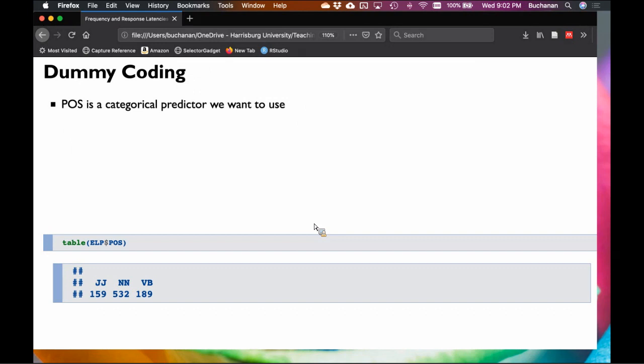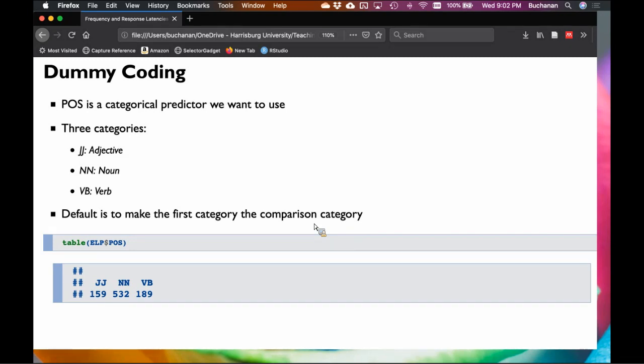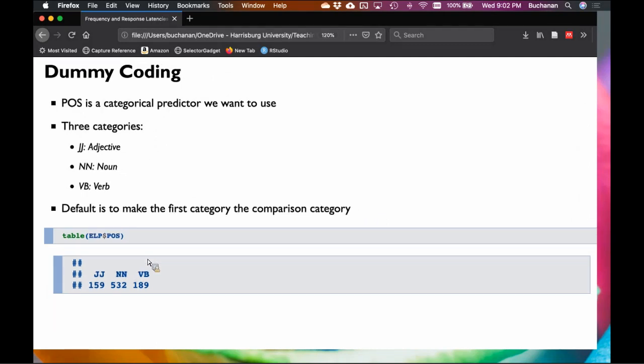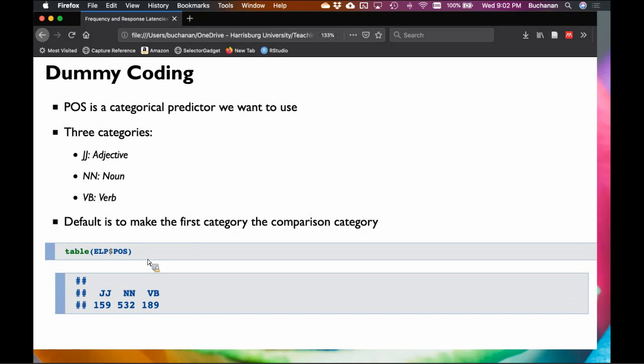So what we have in our data set is part of speech. In this particular one we have three categories: JJ, that's labeled as adjective, NN for noun, and VB for verb. The default option in R is that the first one that appears is the comparison category. If I run a little table here on that, we see adjectives are the comparison category. It's also one of the smallest categories, although not by much for verbs here.